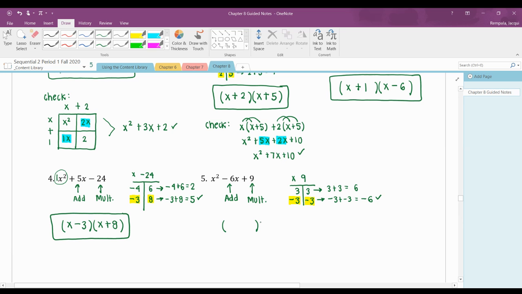So when we're filling in those parentheses, we start with the x's in each of them. And in this case, both of the numbers that go after the x's are going to be negative 3. And once again, you can always double check by doing the box method or distributing to multiply it back out and making sure you get your original trinomial.